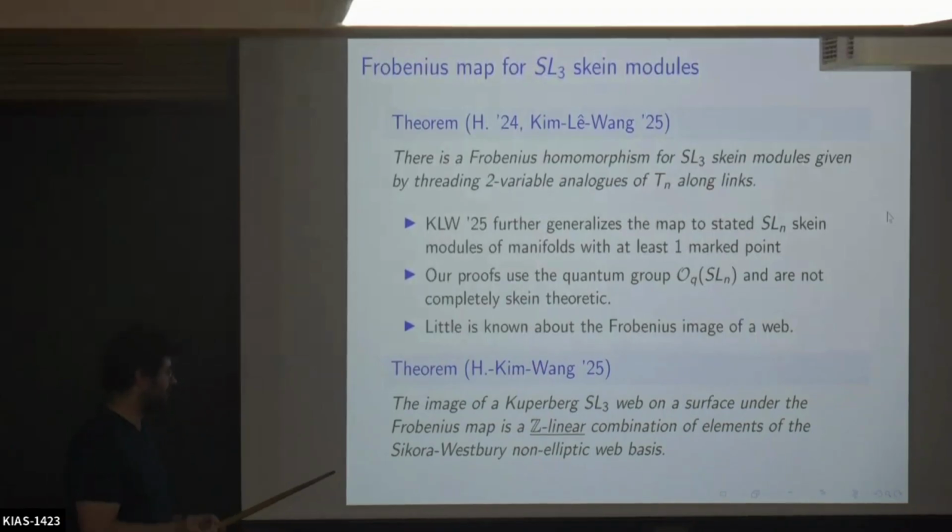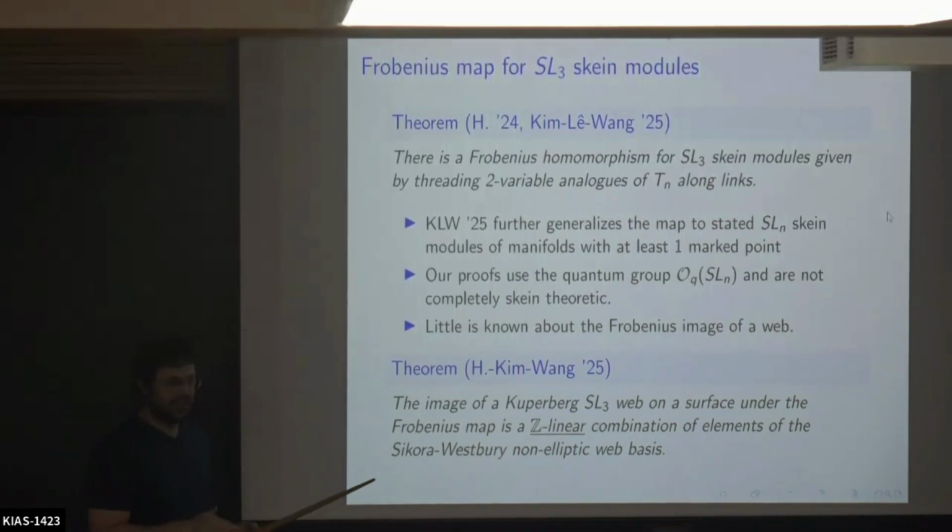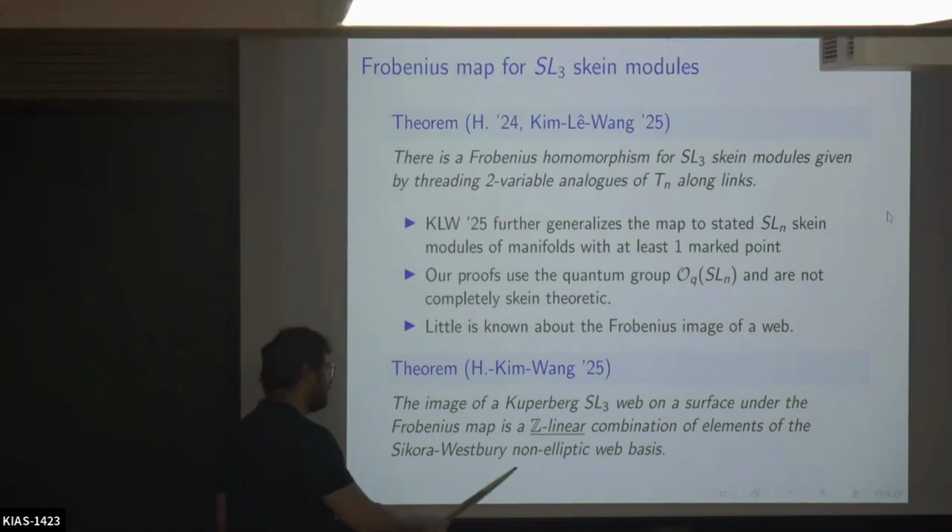But with Hyun Kim and Jiao Wang, we can at least say that for SL3, you have an SL3 web. There is a standard basis, just like for SL2, it involves non-elliptic webs. So trivalent bipartite graphs on the surface that don't bound any fourgons, don't bound any twogons, and don't bound any disks. So that's the standard basis for SL3.